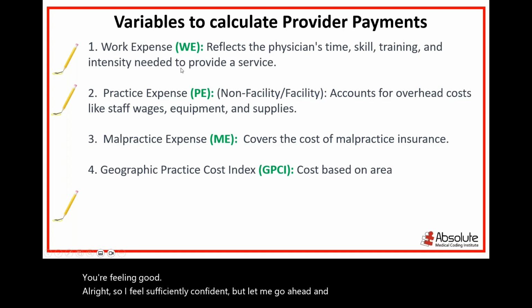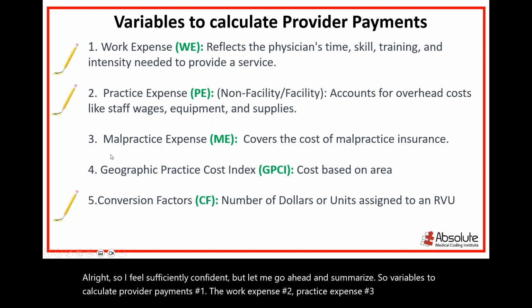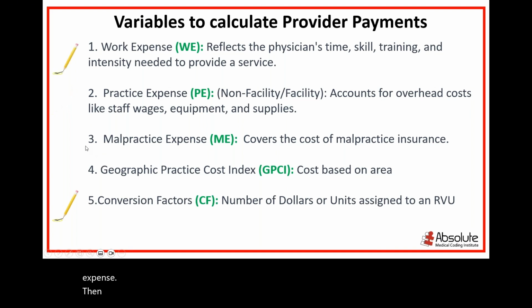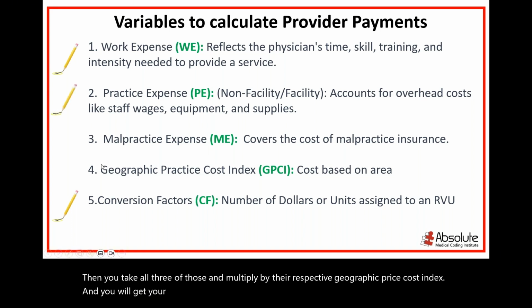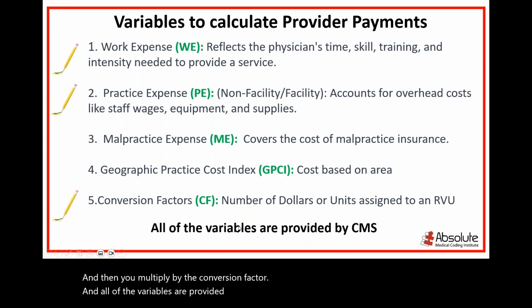So variables to calculate provider payments. Number one, the work expense. Number two, practice expense. Number three, malpractice expense. Then you take all three of those and multiply by their respective geographic price cost index, and you will get your RVU. After you get your RVUs for each, you add them up, and then you multiply by the conversion factor. And all of the variables are provided by CMS.